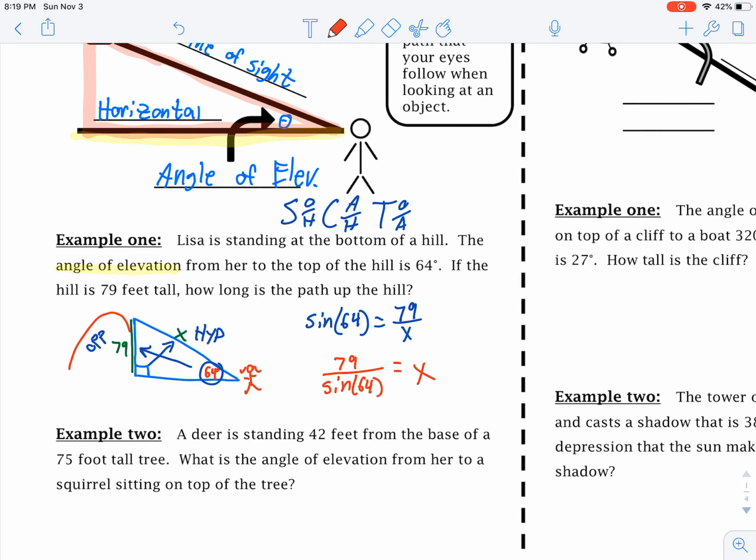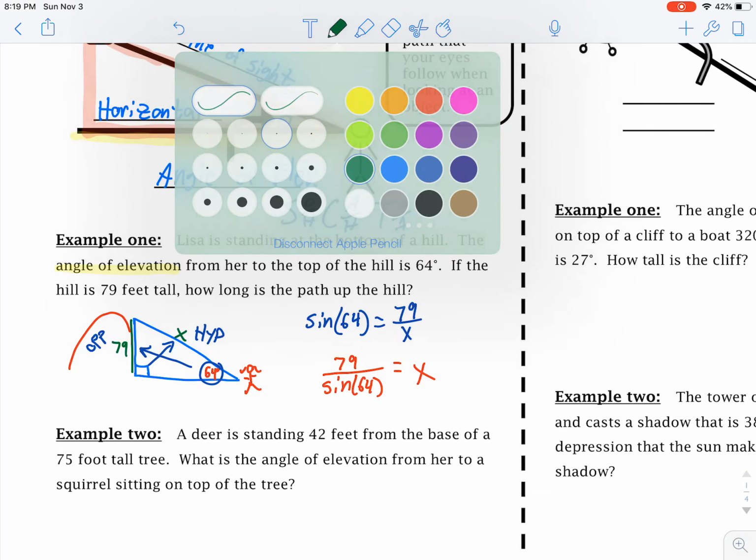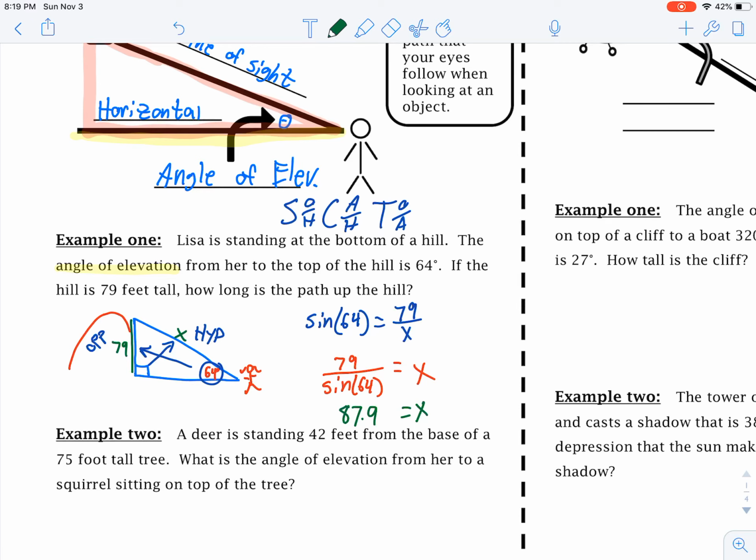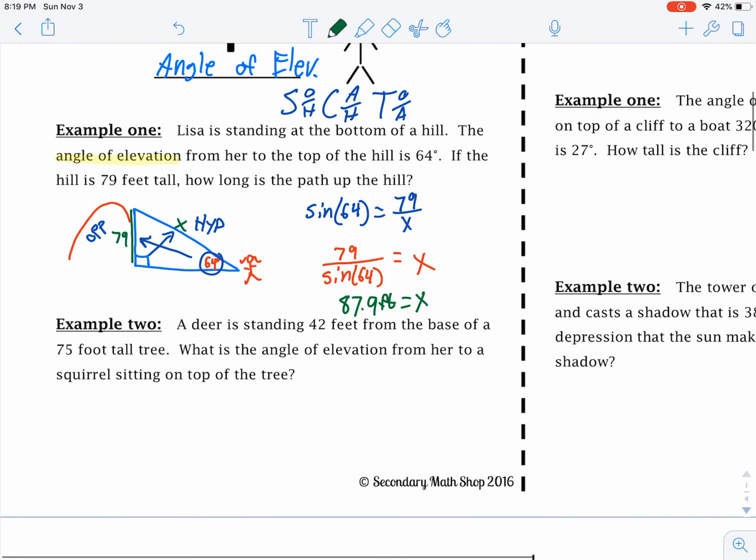Alright, you should get an answer, and it should be x equals 87.9 feet. Okay, that's how far she had to travel up the hill. Okay, example 2. A deer is standing 42 feet from the base of a 75-foot tall tree. What is the angle of elevation from her to the squirrel sitting at the top of the tree?